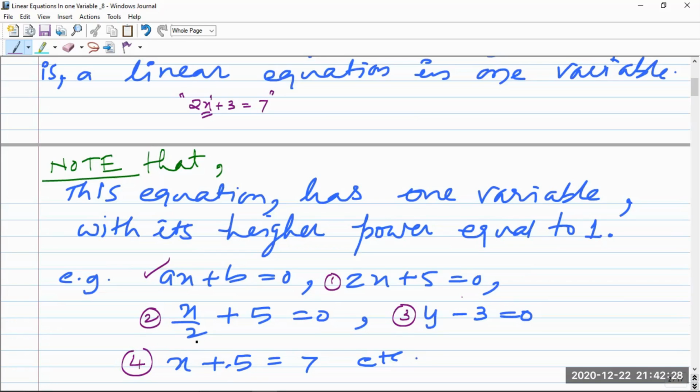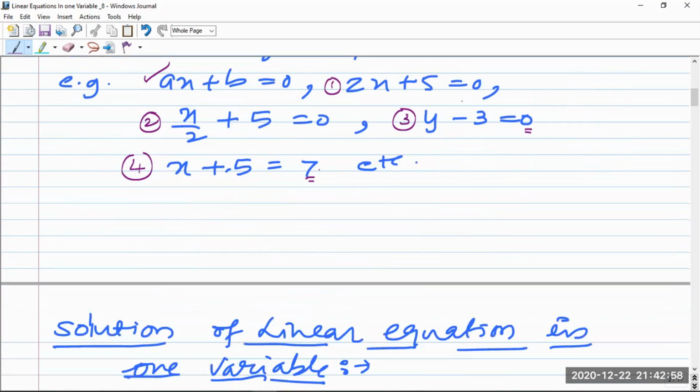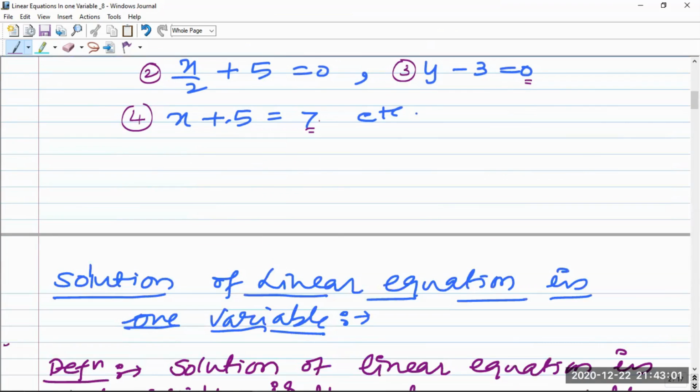If you observe all these equations, each equation has only one variable, that is either x, y or z, and it is equated with 0 or any constant. Here in the first three equations the algebraic expression is equated to 0, and in the fourth one it is equated to one more constant, 7. So this is also a linear equation in one variable only. Clear? After that we will discuss the solution of such a linear equation in one variable.